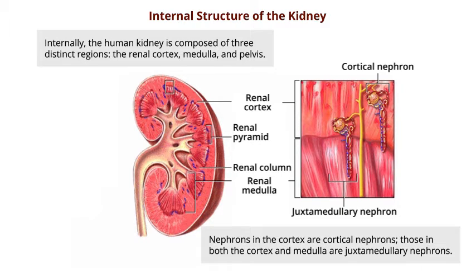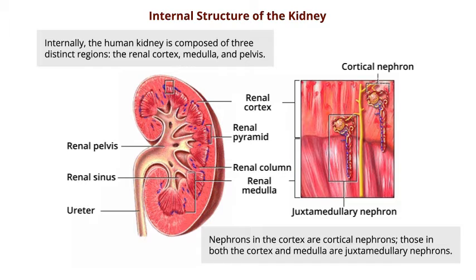They are extensions of the cortex that provide a route for the passage of blood vessels and nerves to and from the outer cortex. The third region of the kidney includes the funnel-shaped renal pelvis, lying within the renal sinus. The renal pelvis collects urine from the pyramids and conveys it into the ureter for passage to the urinary bladder.